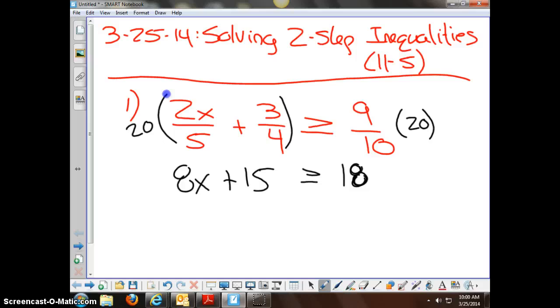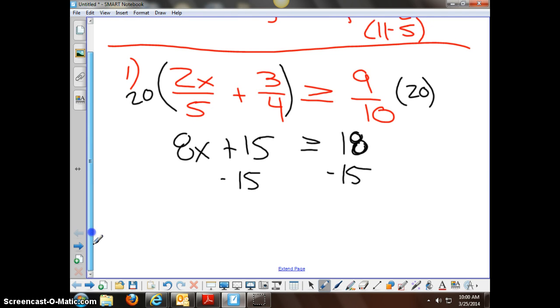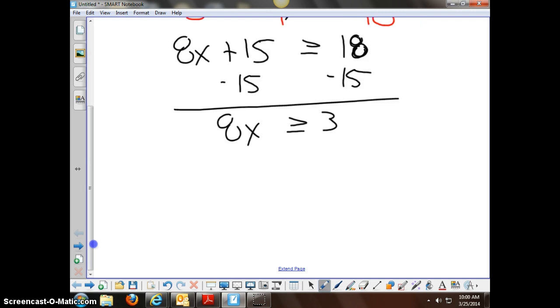Jasmine, what's your next step? Subtract 15 from both sides. Jasmine says subtract 15 from both sides. Jasmine, what's your next step? Clean it up. 8x is greater than or equal to 3. Jasmine, what's your next step? You divide them both by 8. Divide by 8. Jasmine, what's your answer?